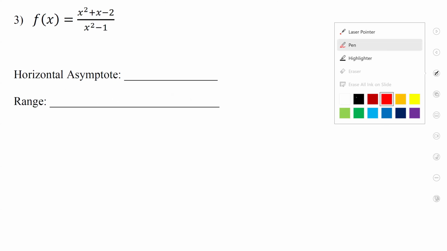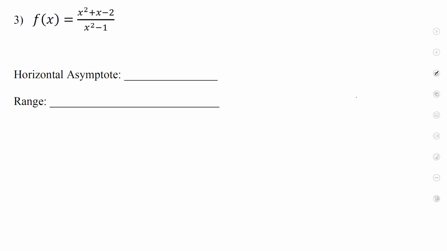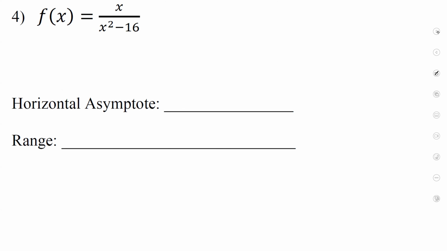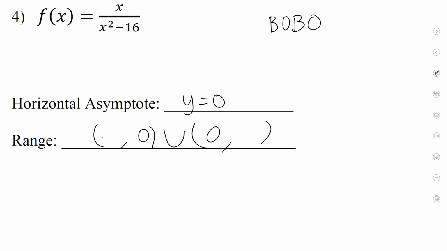Next example. Big on top, big on bottom, or same? Same. So what is it? Y equals 1. The coefficient's here of 1. Tell me the range. Good. 1 to infinity. Okay, next. Big on bottom. So big on bottom, answer 0. Y equals 0. Same format. 0, 0. That's your range.